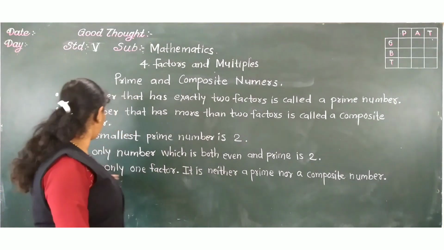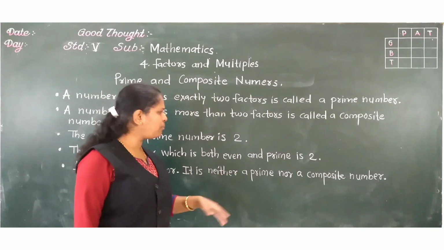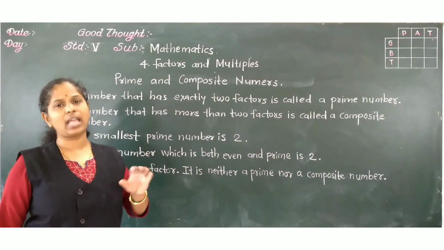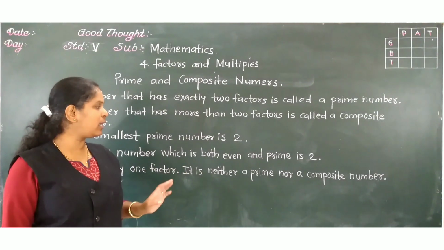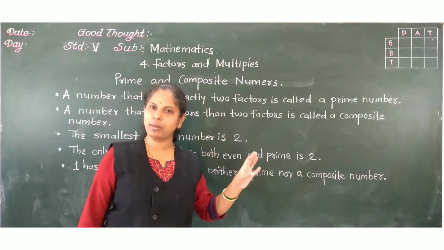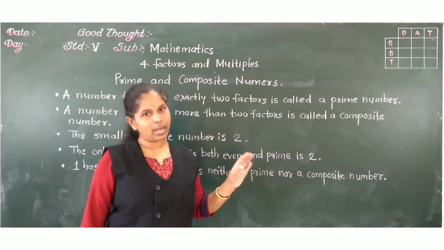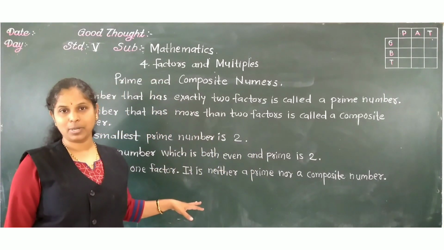1 has only one factor. It is neither a prime nor a composite number. 1 is considered neither prime nor composite. We cannot consider it as a prime and also not as a composite. Understood some important facts about prime numbers and composite numbers?